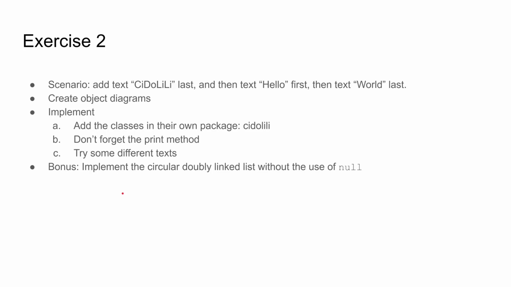And finally, implement. You add the classes in their own package, and don't forget the print method. You could try some different text, but in the example here in the scenario, it should print hello see Doubly world. As a bonus, try to implement the circular doubly linked list without the use of null.